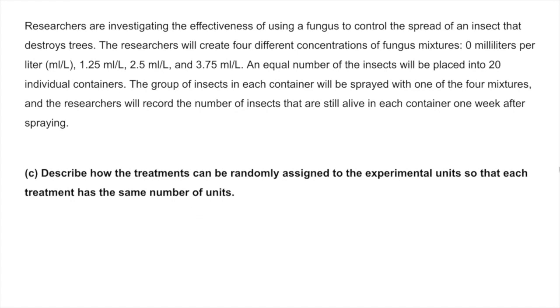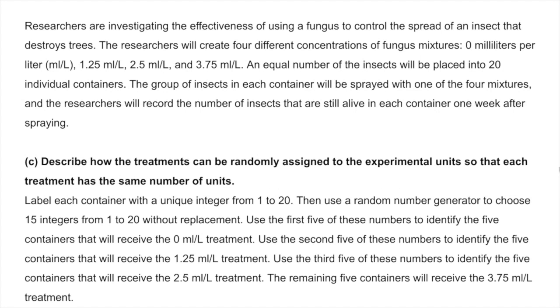The last question. Describe how the treatments can be randomly assigned to the experimental units so that each treatment has the same number of units. So for this problem, you have to remember your randomization process. The first thing you do is label each container, label the population. In this case, it will be from 1 to 20, and then we want to use a random number generator to choose 15 integers from 1 to 20 without replacement. That just means we're going to skip repeats. We can't have a container that has 2 different concentrations, right?